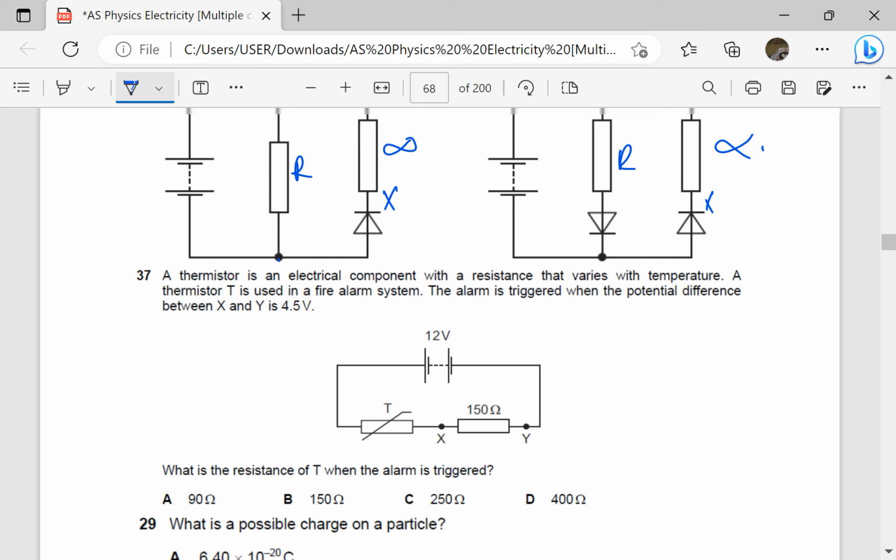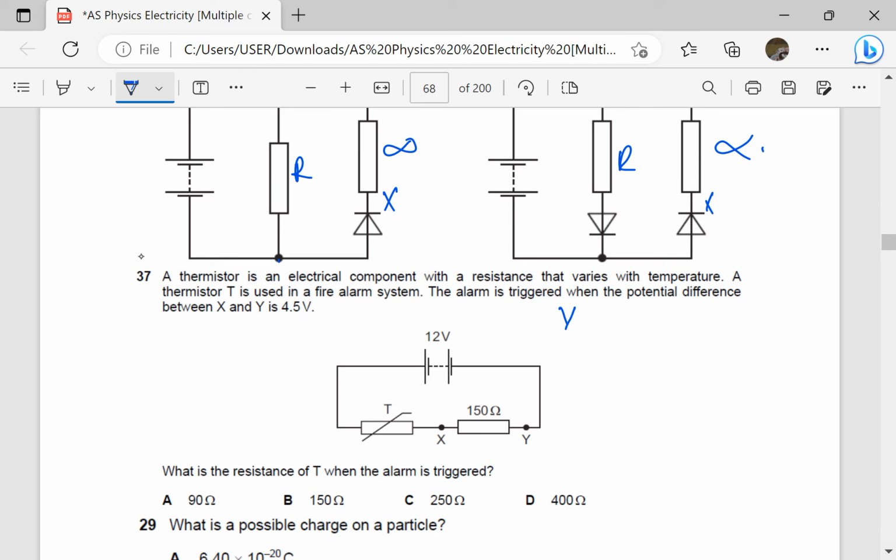So how do we get PD across XY? PD across XY is supposed to be 4.5, but we are using potential dividers. This will be the resistance XY, which is 150, over total resistance, which is 150 plus the resistance of the thermistor, times the voltage supply, or V in, which is equal to 12. That is from the potential divider formula. So I'm just going to solve this.